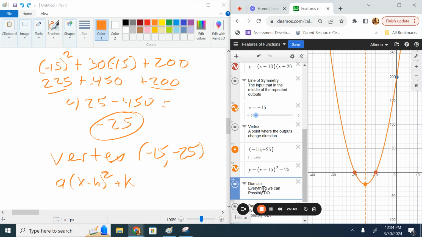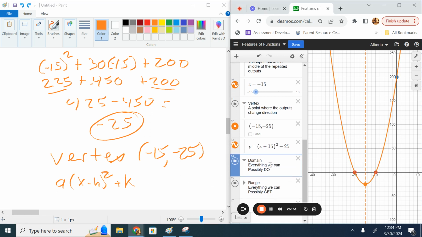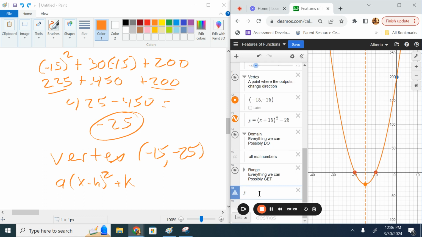Our domain for linear, exponential, and quadratics is all real numbers, unless there's some sort of context that goes along with it. Most functions have an input of all real numbers. That means I can plug it in the calculator and it's going to give me something. The only time that we would ever not have that is if we're dividing by 0.